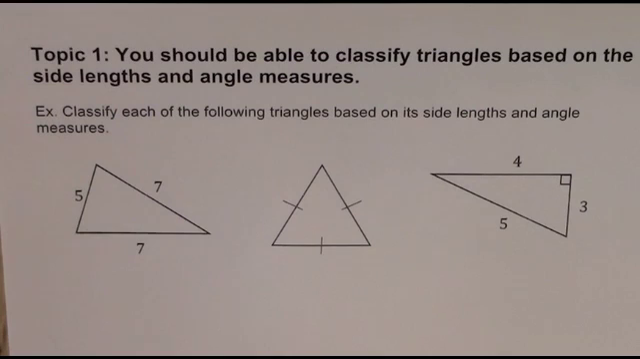Geometry 1, Chapter 5 Test, Topic 1. You should be able to classify triangles based on the side lengths and angle measures. So for example, classify each of the following triangles based on its side lengths and angle measures.